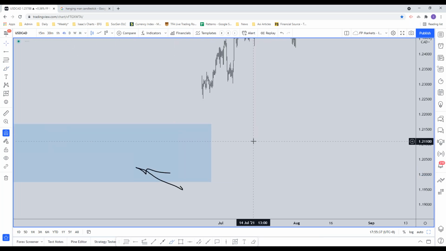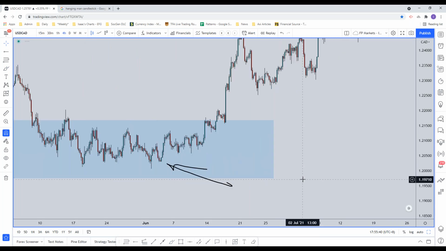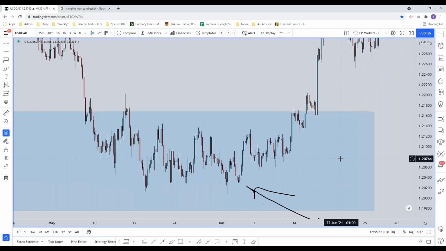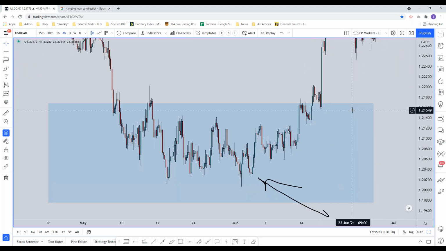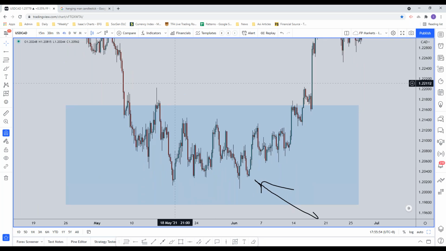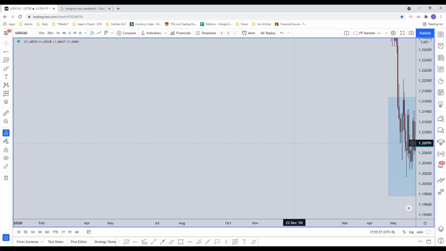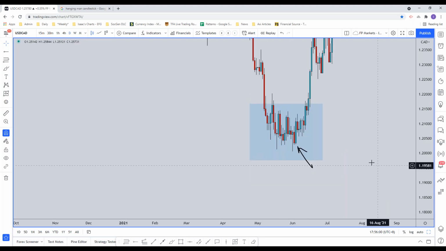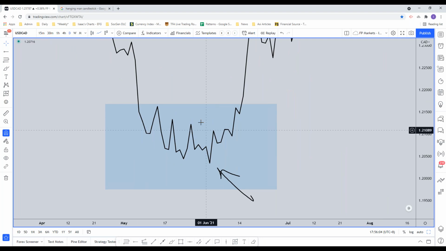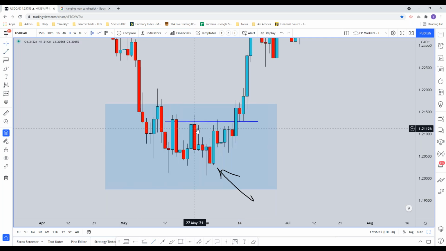On the 4 hours, let's just try to see whether we can spot any other pattern as well. Okay, not very clear on the 4 hours, right, for this pattern. So let's go out to the daily. Okay, assuming this is the triple bottom, then we have a neckline, something like that, which was tested 1, 2, 3 times, right?